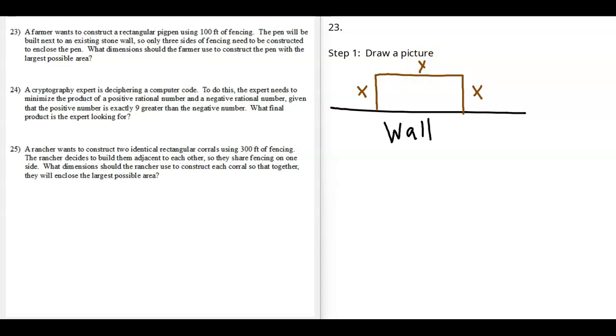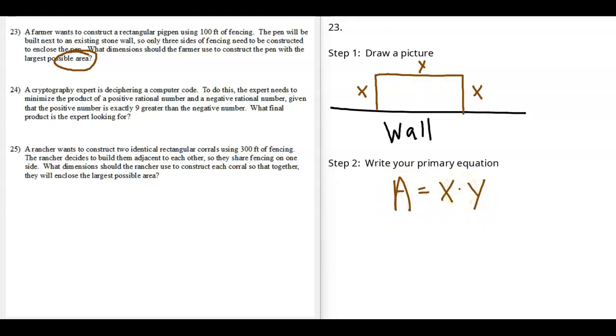Step 2 is to find your primary equation. Your primary equation is the value you're trying to maximize. I'm trying to maximize the area of this pig pen. And so how do you find the area of this rectangle? It's A equals X times Y.